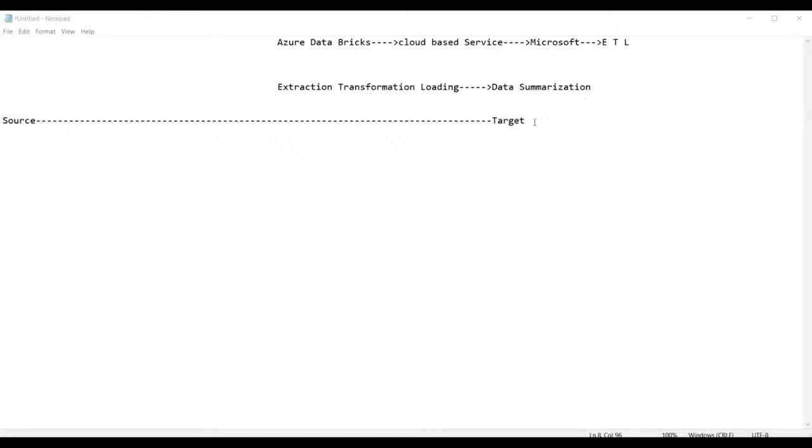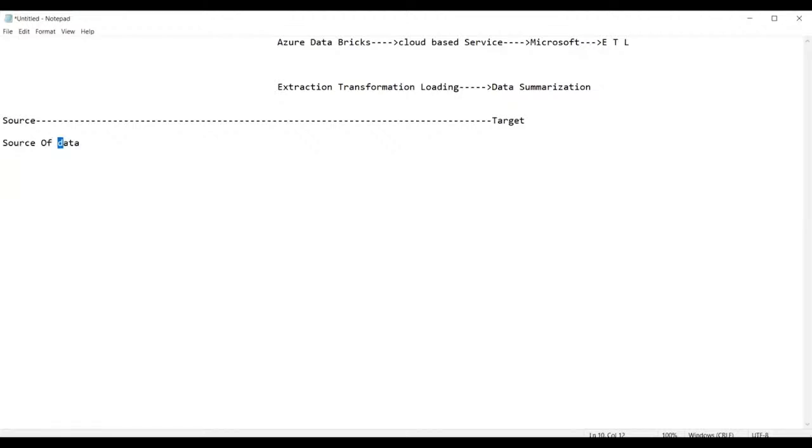Source is nothing but the source of data. That is, a place from where we get the data is called the source of data. Okay, guys. A place from where we get the data is called the source of data. So I'm using source of data.